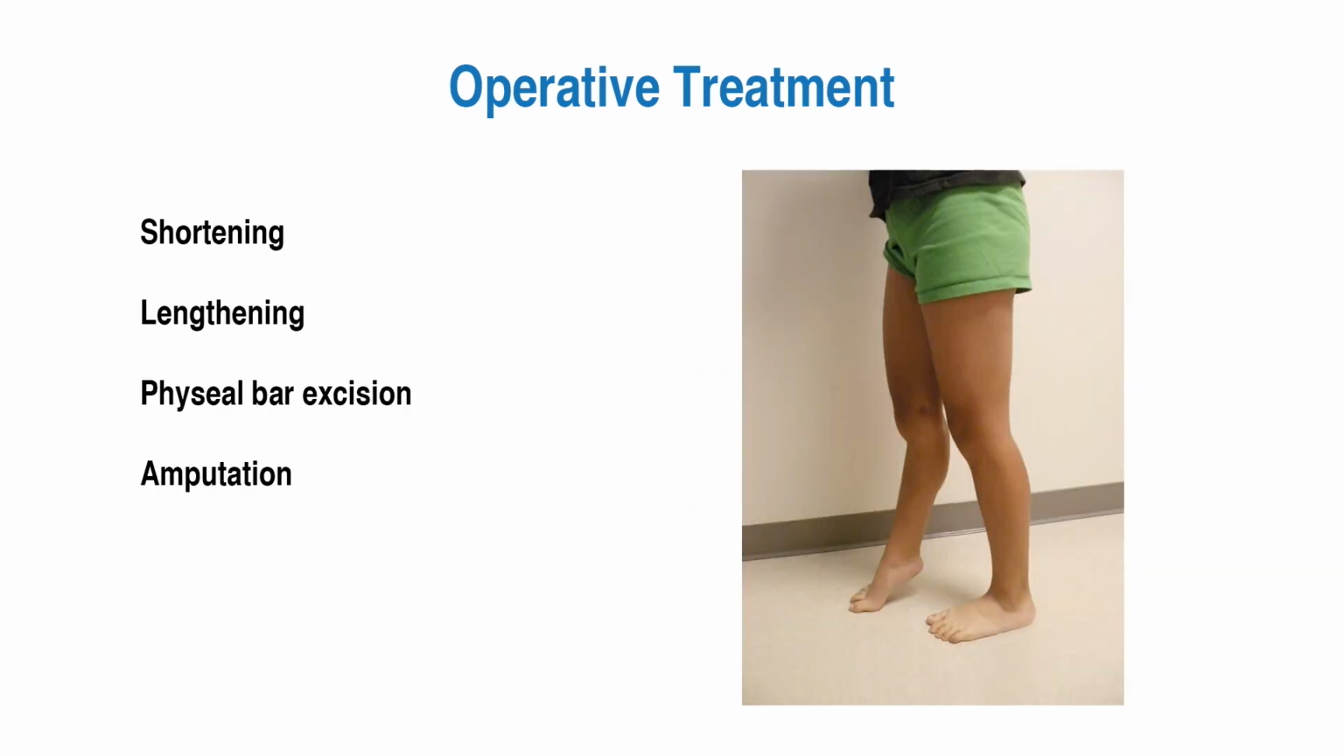Surgical options for managing leg length discrepancies include shortening of the long side, lengthening of the short side, or removing a physeal bar if that is the cause of the leg length discrepancy. Additionally, amputation and prosthetic fitting can be pursued for very large discrepancies.